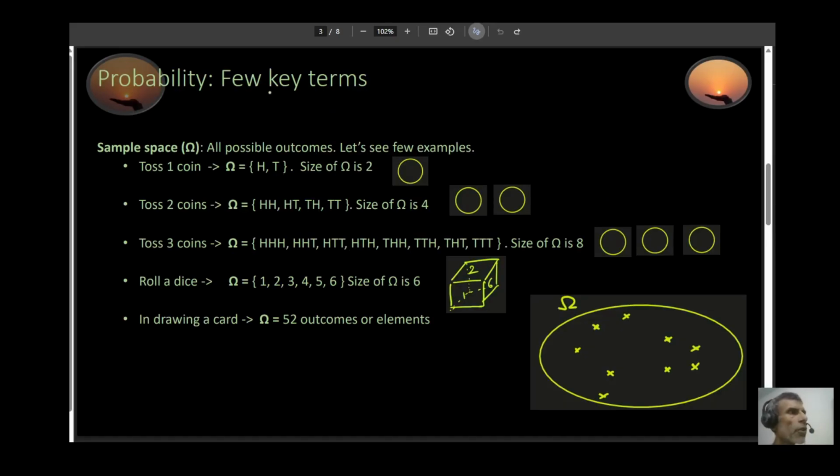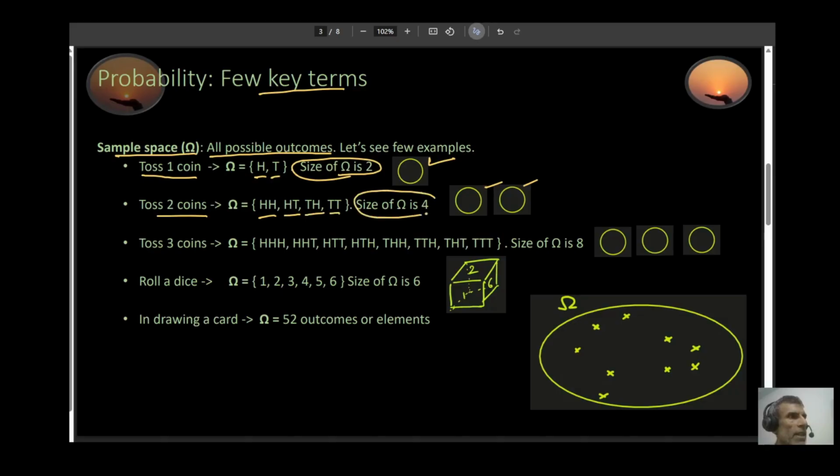Before I give the formal definition of probability, let's try to understand a few key terms. Sample space. This represents all possible outcomes. So let's say you toss one coin. In this case, you can get either a head or a tail, right? Head or a tail. So the size of my sample space in this case is 2. How about if you toss two coins? Well, you can get head head, head tail, tail head, or tail tail. So the size of my sample space in this case is 4.